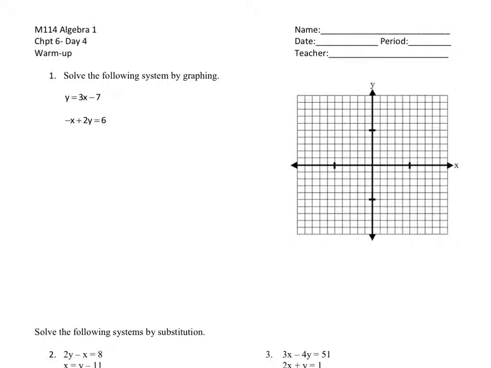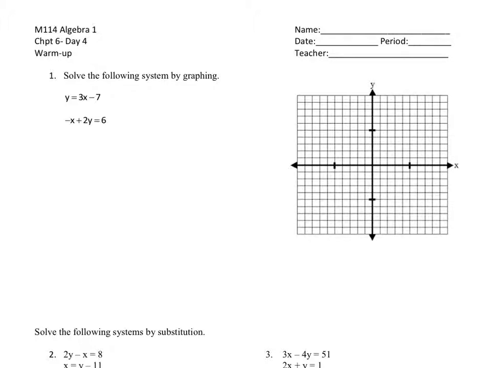Okay, we're going to start today's class with a warm-up to get you ready for the quiz today. So follow along with me. So the first problem, we're going to solve the following system by graphing. So we need to graph both lines and find the intersection point.